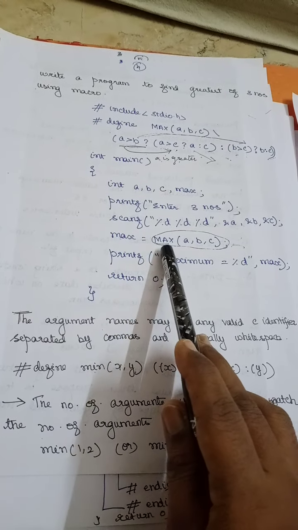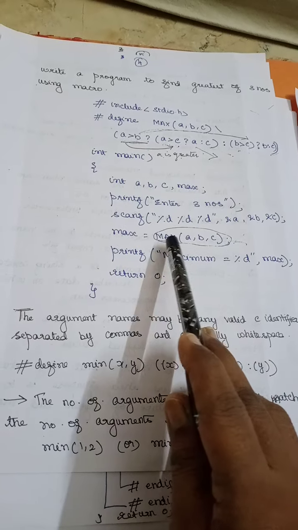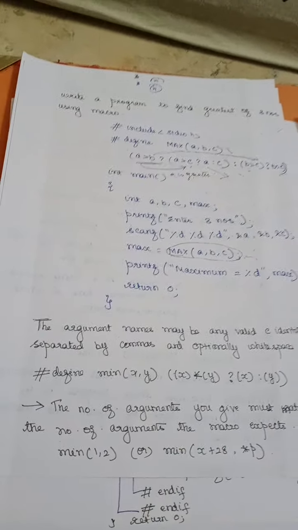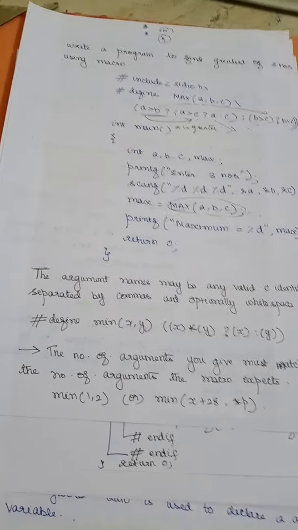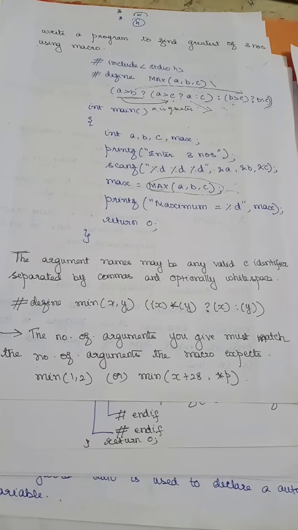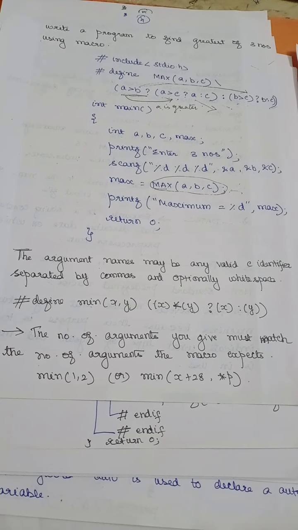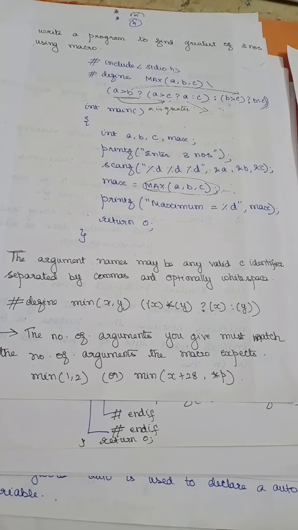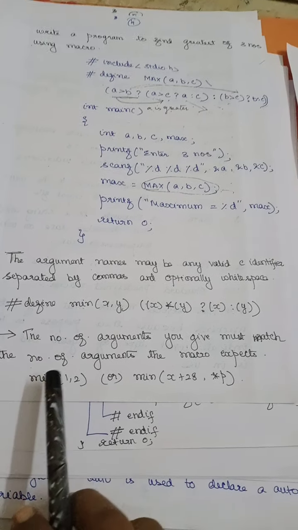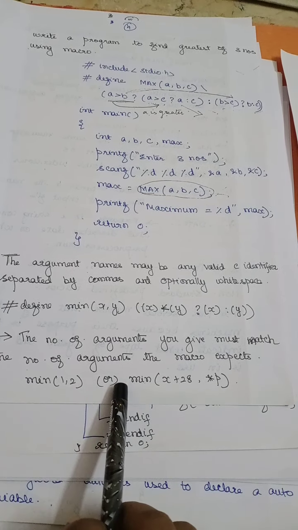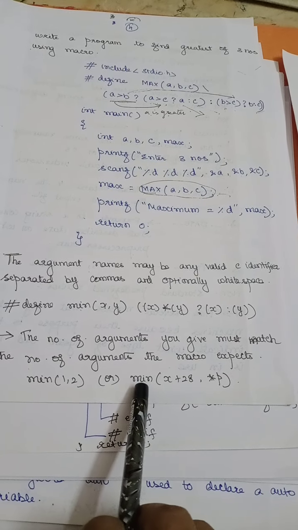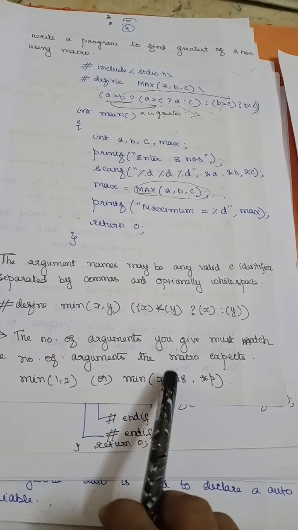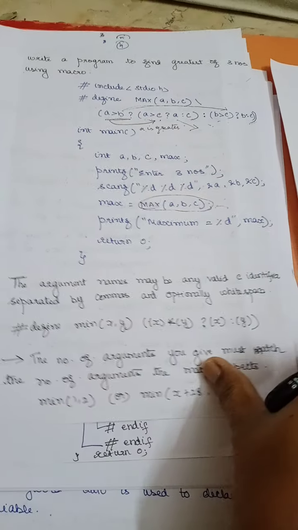So max is equal to max A comma B comma C. In the place of this, the entire statements will be substituted during your pre-processing stage, right? Now whenever I want to give an argument, the argument can be any valid C identifier separated by commas, right? You can also have like this, min 1 comma 2, or else I can also have an expression like this, min of A plus B, right?